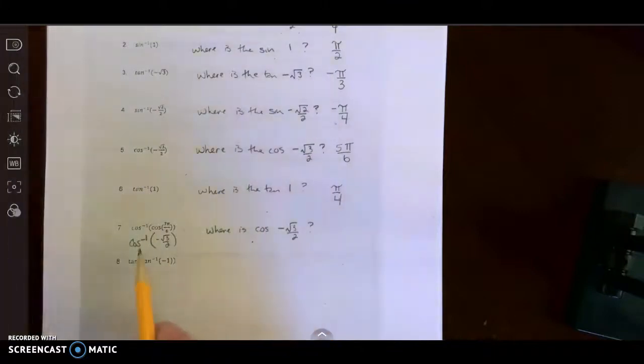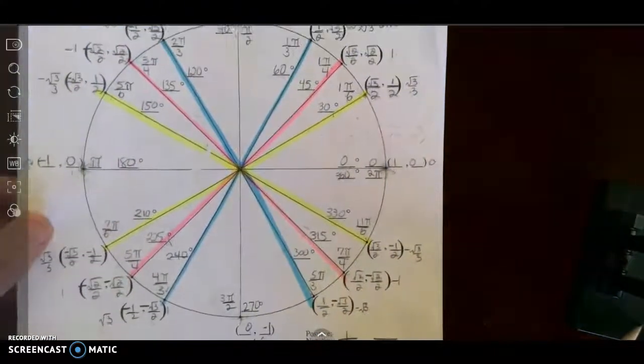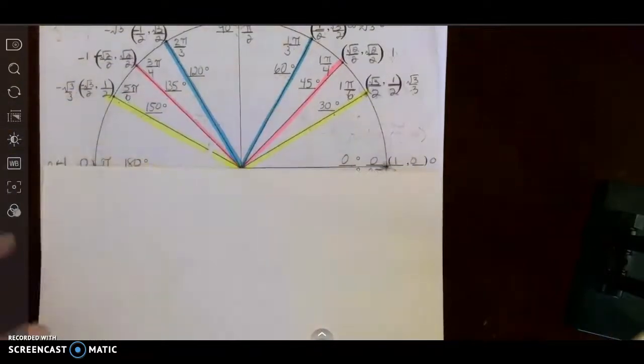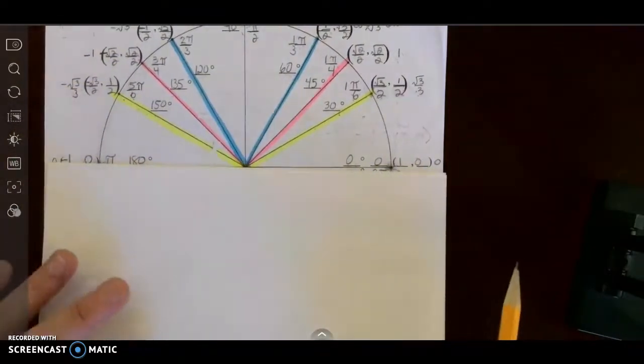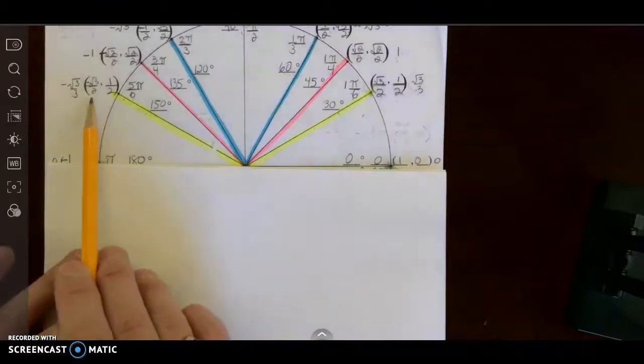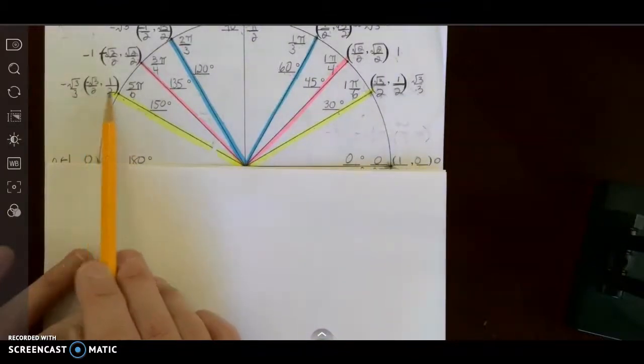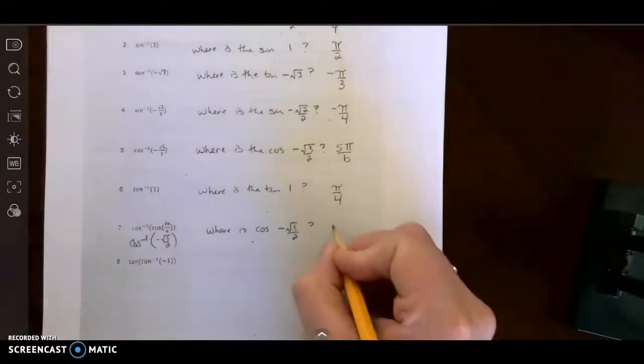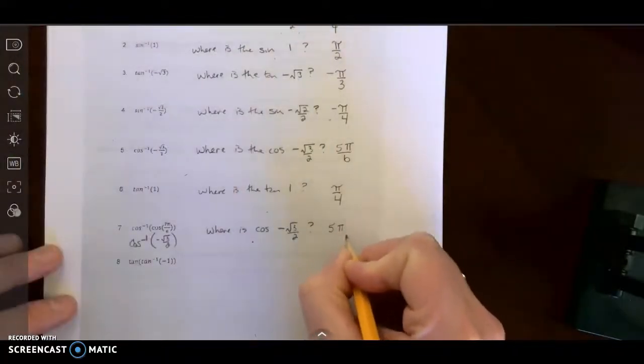So I go to my unit circle, and because I'm finding the inverse, this is where I have my limited unit circle. Negative square root of 3 over 2 is the x coordinate, which is right here. And that's 5 pi over 6 again, which is what I had for number 5.